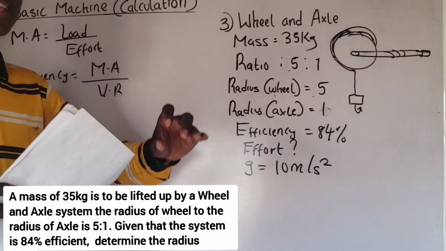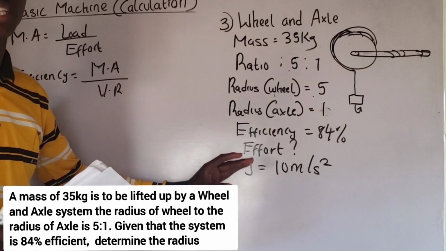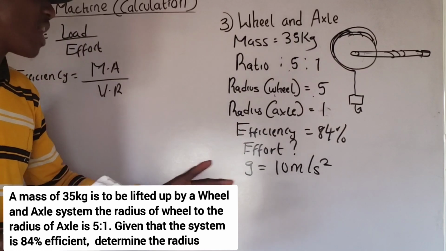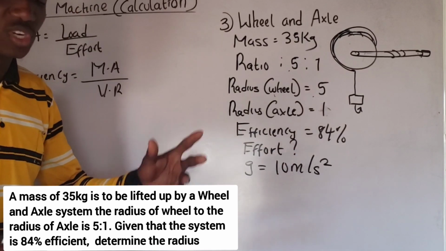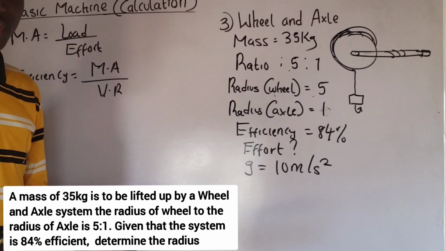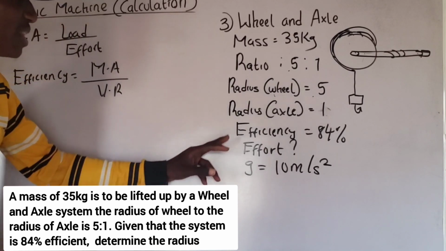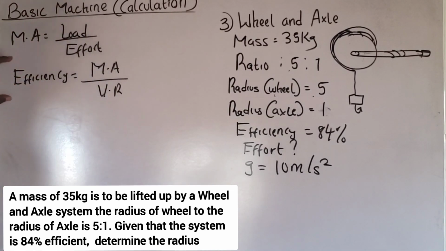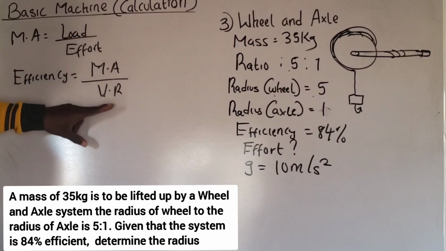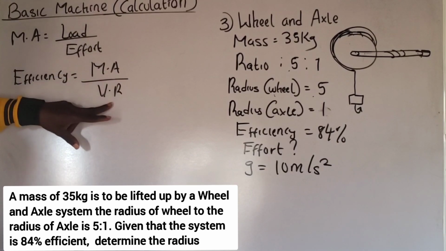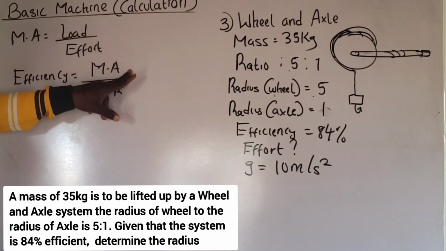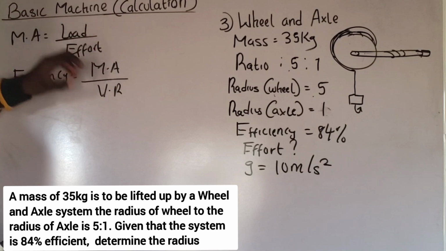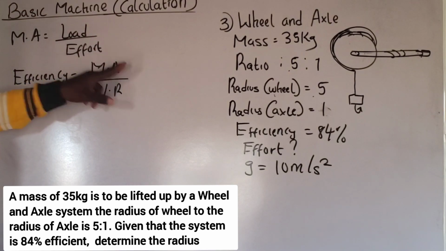I'm just trying to take advantage of the parameters that I'm given in the question to know how to determine the effort required to lift up the load. You understand? So that's what I'm doing. I'm given the efficiency in the question, and I know that efficiency is given by the mechanical advantage all over velocity ratio. Now, if I know velocity ratio, I can easily determine the mechanical advantage. Then, having determined the mechanical advantage, I can determine the effort.